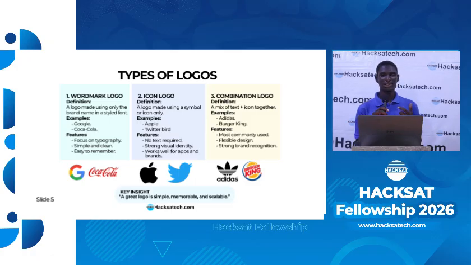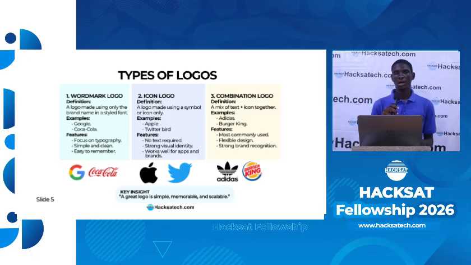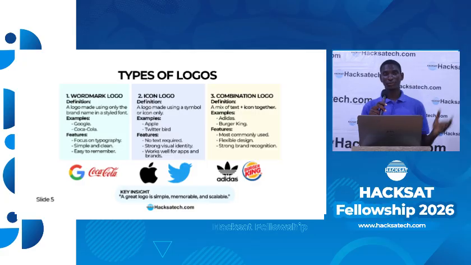So now we are going to talk about the types of logos we have, and I'm going to explain 3 types of logos. It will be an assignment for you to research other types of logos that we might possibly have. Number 1 is the watermark logo. A logo made using the brand name in a styled font. If you see Coca-Cola, it's the name of the company, the name of the organization, but it's a logo that has been created in a styled font. So this is what we call the wordmark logo.